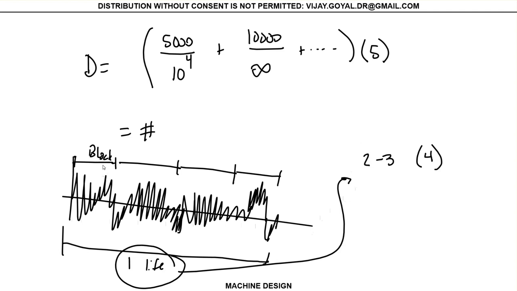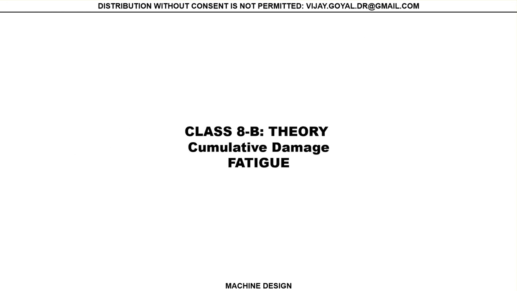So if this had maybe 1, 2, 3, 4, 5 blocks, and I wanted a scatter factor of 2, then in addition to this, I would multiply 5 times 2, and that would take care of my life cycle. So that's typical in the industry. That's what we do, and that completes our discussion on the theory of cumulative damage.